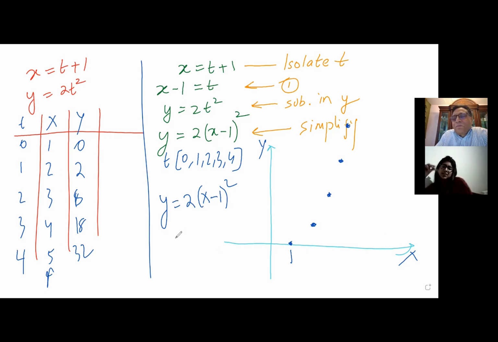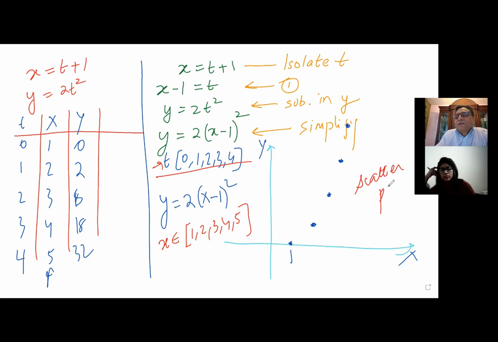But you know those values of t, we don't sub in those values into y equals 2t squared, because only x and y are given. Yes, because we have substituted the value of t. Now you know the domain of this function: x belongs to only the numbers 1, 2, 3, 4, and 5, because t was restricted to 0, 1, 2, 3, 4. Therefore, I again have a scatter plot. Domain is 1, 2, 3, 4, 5, and range is the y values, correct? The same result which we got earlier.